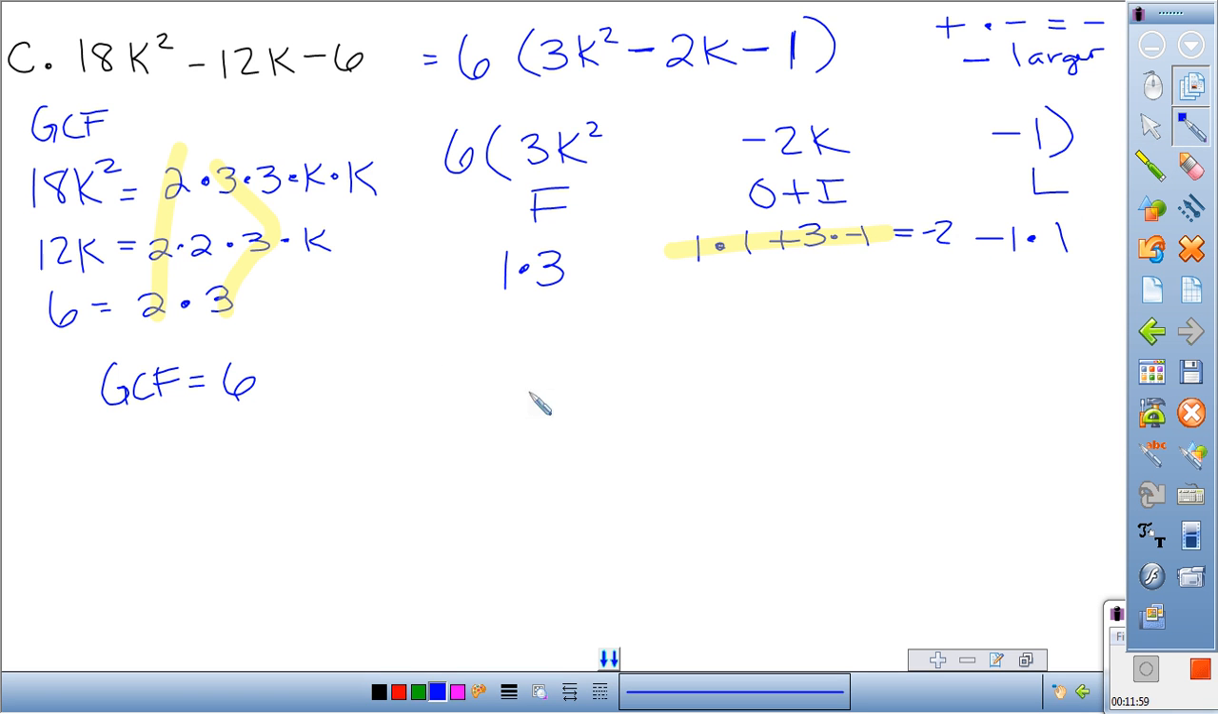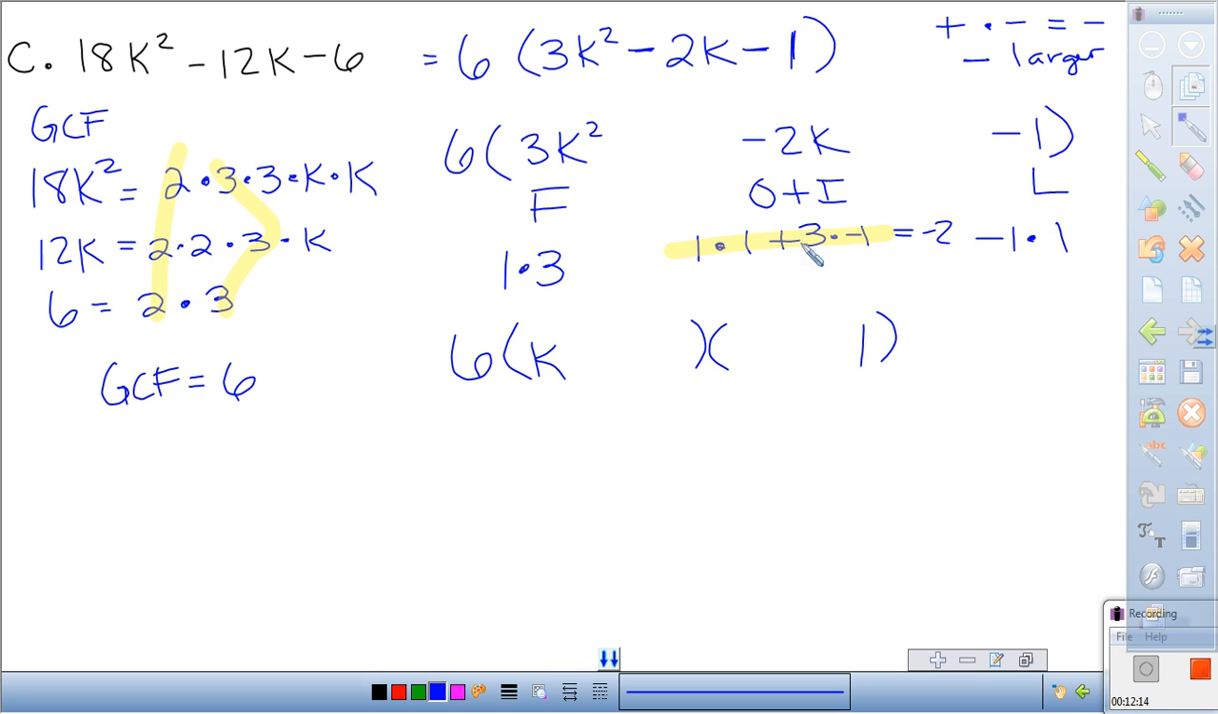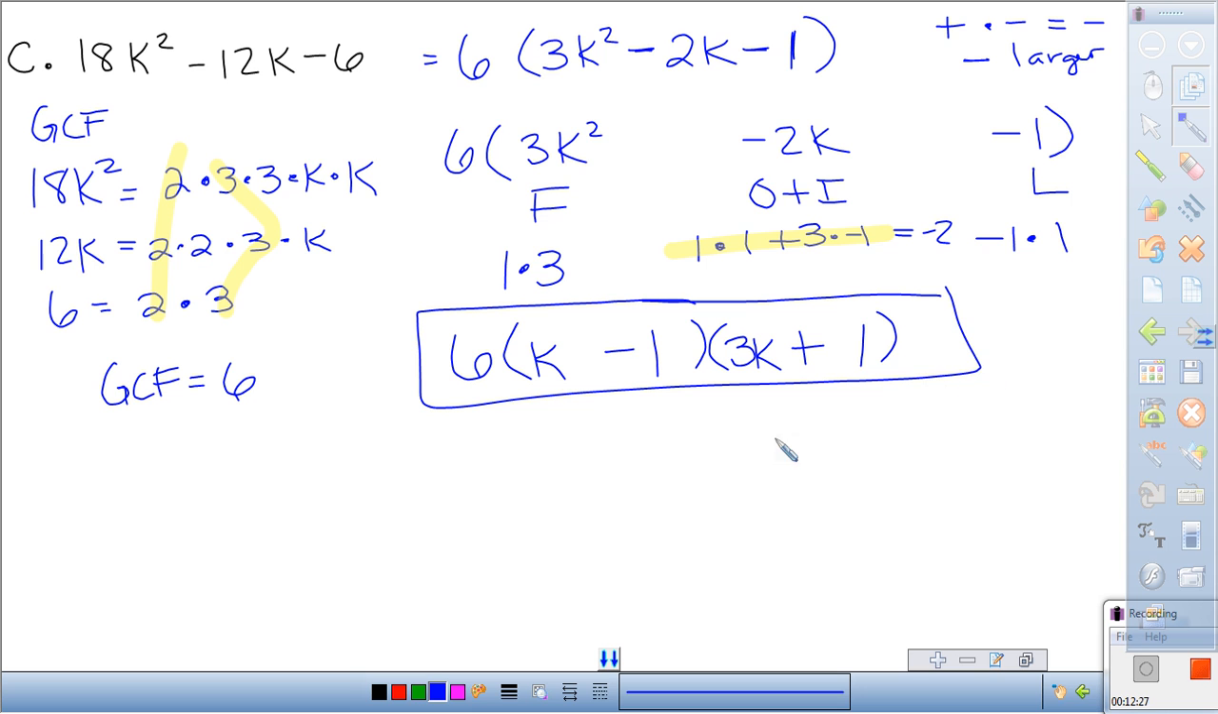Set up your binomial. Don't forget your 6 times your binomial. So 1 is on the outside and also first. So I have just a k here. Then 1 is on the outside and it's last. So I have a 1 over here. 3 on the inside and first. And then negative 1 on the inside and last. Negative 1. And there, let's add another sign there. There's your answer. Again, you can FOIL to check it.